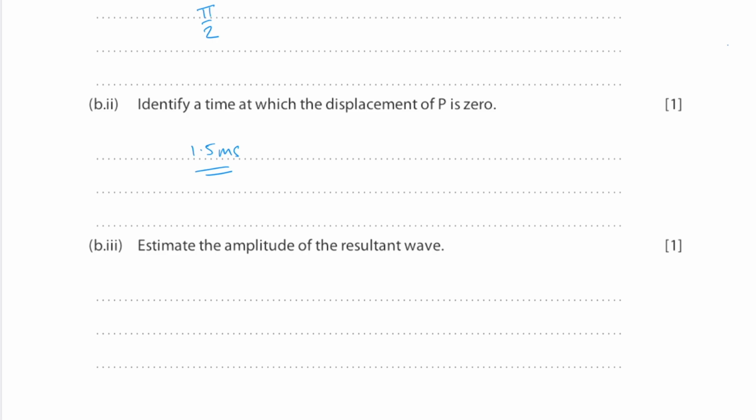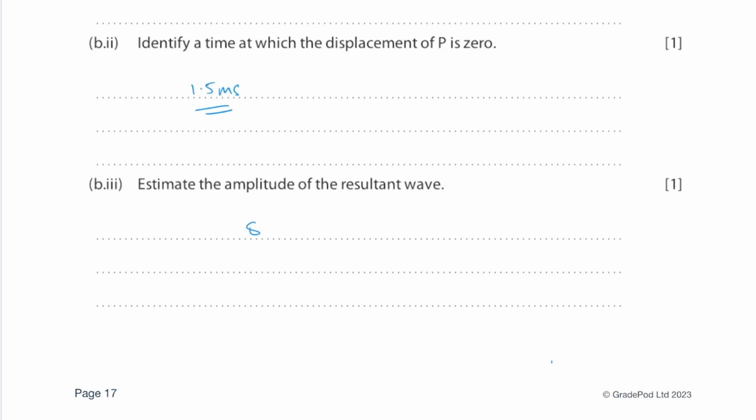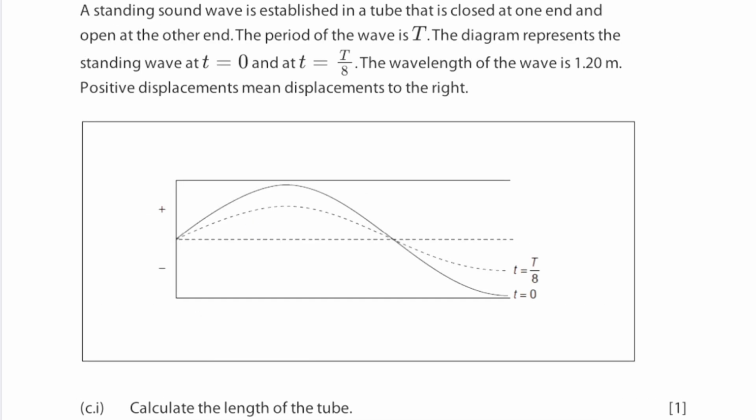B3, estimate the amplitude of the resultant wave. Now, if these waves were in phase, then the amplitude would be 2 times 6 micrometers, but the waves aren't in phase. So where's the point? Let me just delete all this. At what point are these waves going to superimpose to give the highest amplitude? Well, they're going to superimpose where they've both got the highest positive value, and it's at this point here. You can see at this point both waves have a displacement of 4 micrometers. If we add those two at that point, that will take us up to 8 micrometers. So it's 8 micrometers.